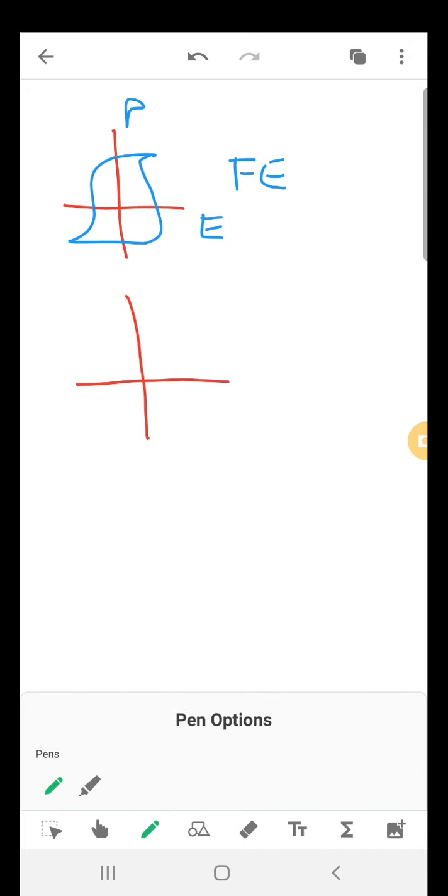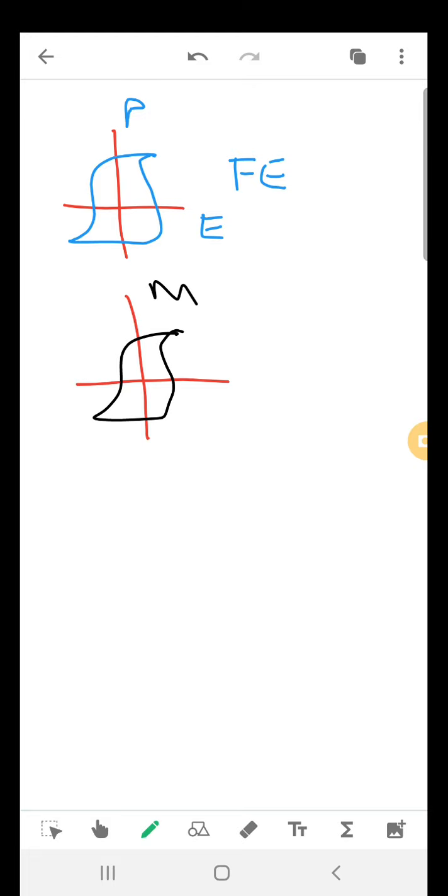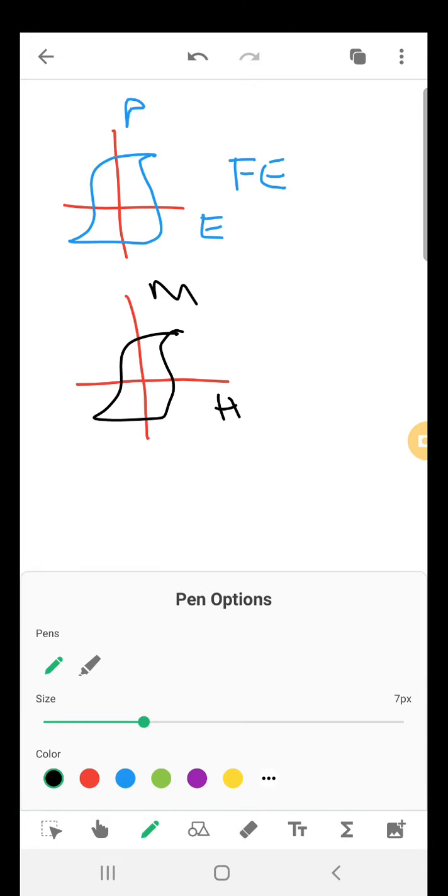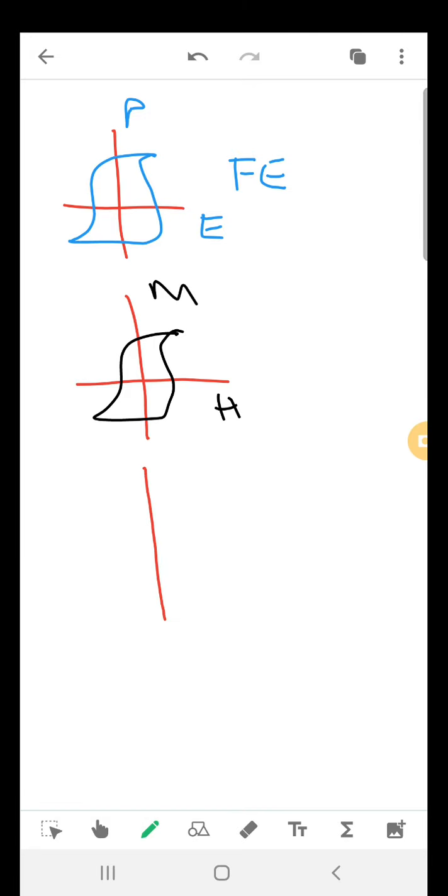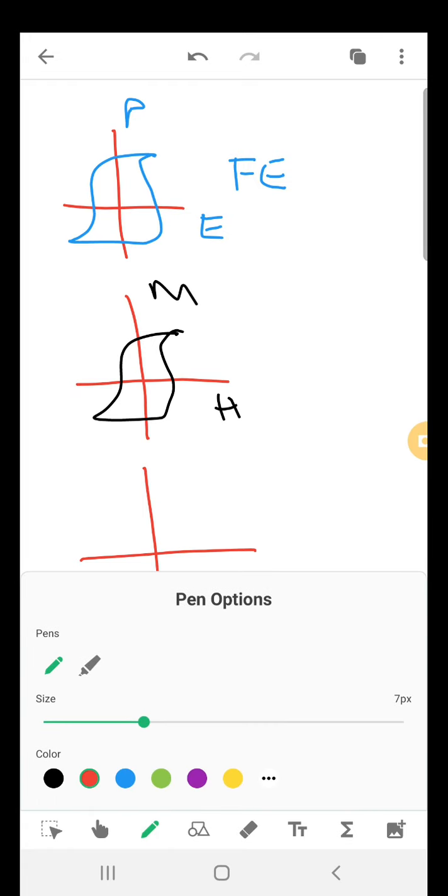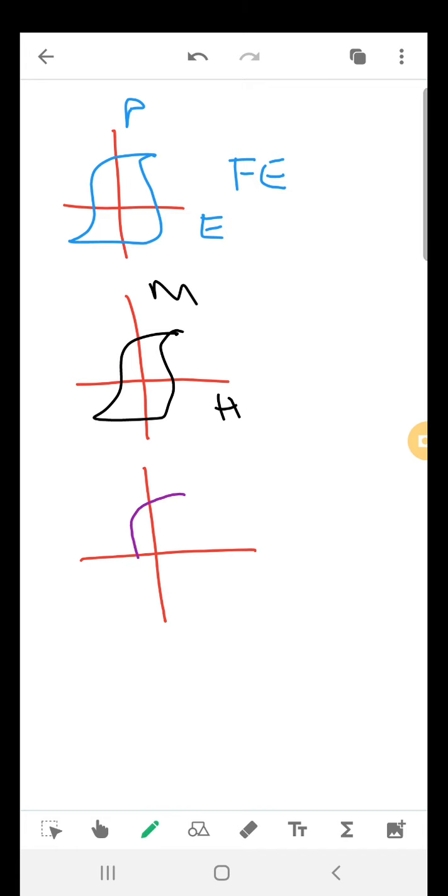The same goes for a ferromagnetic material. You have magnetization with respect to the magnetic field, and we have a ferroelastic material. We have elasticity tensor according to stress applied.